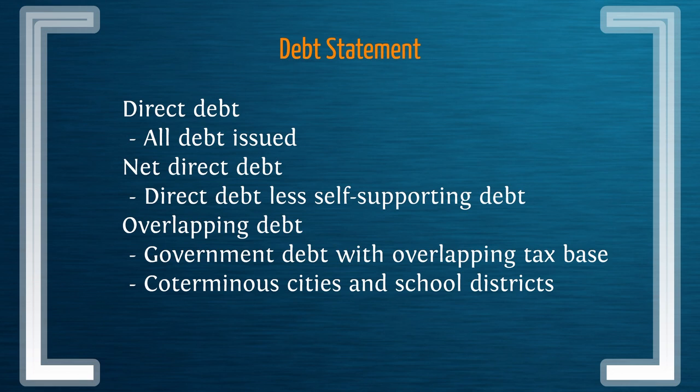The debt statement is telling you all the different types of debt obligations. So we have the direct debt, which is all the debt issued, the net direct debt, which is less any self-supporting debt, and overlapping debt. We have an idea called coterminous, which means when a tax base can be taxed by a city as well as a school district, when there's overlapping tax bases. So the state may have one tax, the city another, a county another, and a school district yet another, and these are all coterminous with each other.